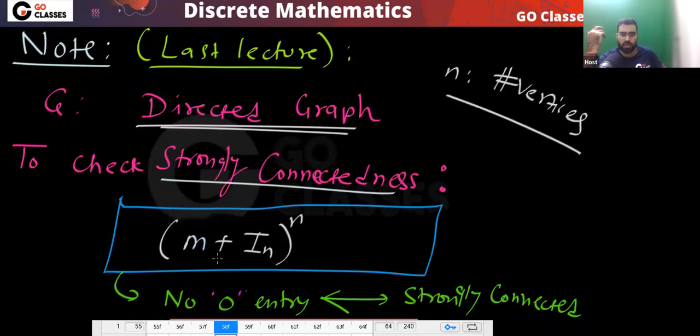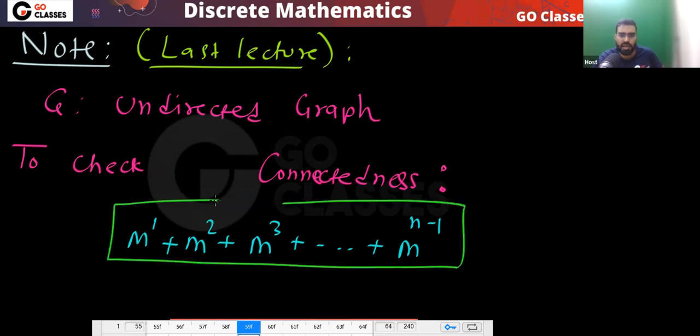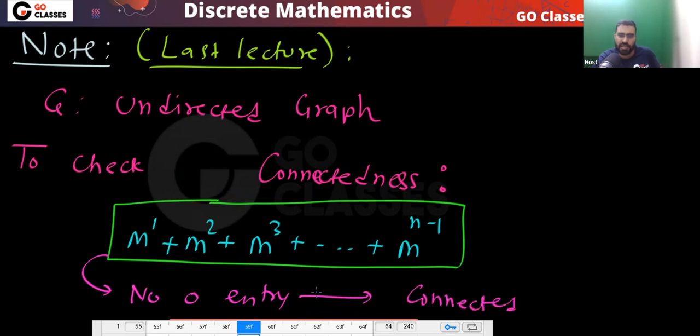Okay, so this is what you do. This is your method too. But for an undirected graph, this formula we have seen. And I told you that again, the same thing: if there is no zero entry, then it implies your graph is connected. And if it is connected, then there is no zero entry. This we have seen. So tell me one thing.